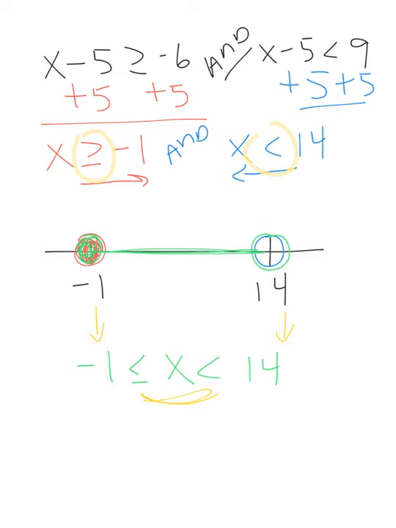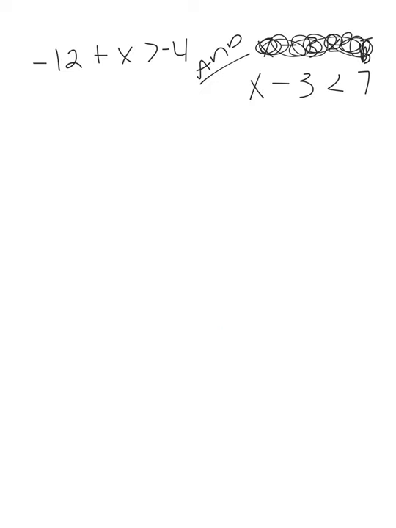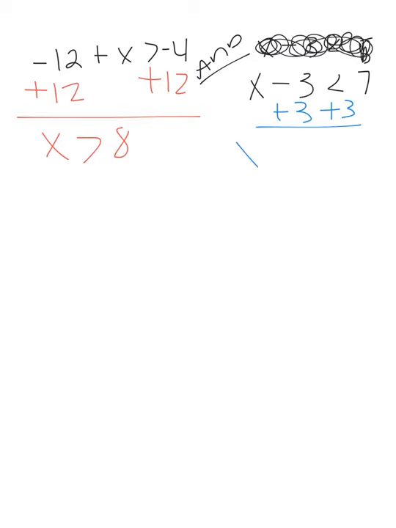We'll do one more practice problem. Here's our problem here. Negative 12 plus x is greater than negative 4, and x minus 3 is less than 7. So we're going to add 12 to both sides. So we have x is greater than 8. And here we're going to add 3 to both sides. We have x is less than 10.